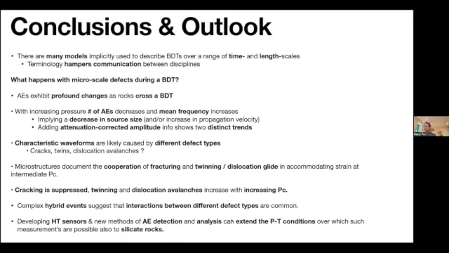And the outlook that we are currently working on is that this is all done for marble, which is a very convenient material to study this brittle-ductile transition. But of course, in nature, it is not the most important rock-forming mineral. We are currently developing high temperature sensors and new methods of AE detection and analysis so that we can do similar experiments also on silicate rocks at much higher pressures and temperatures to study how their defects are evolving.